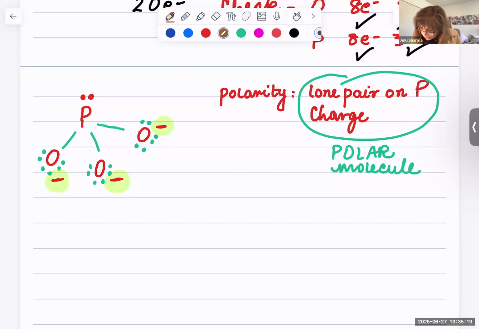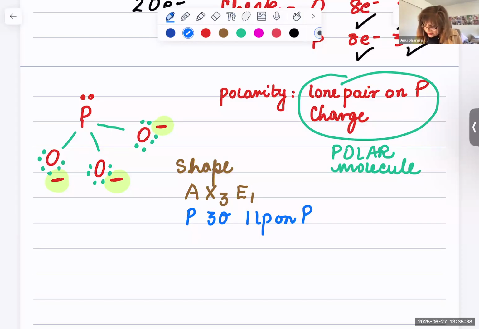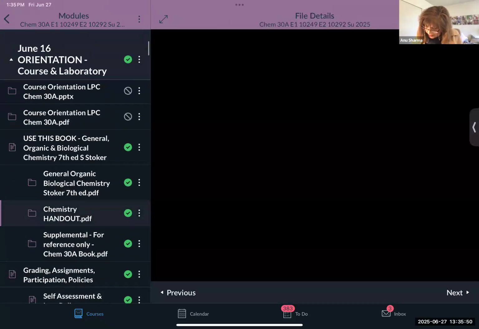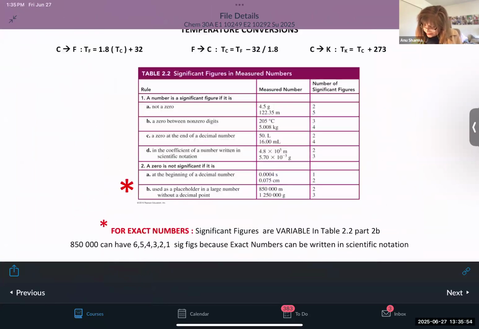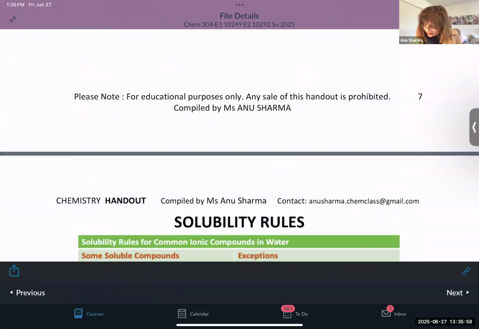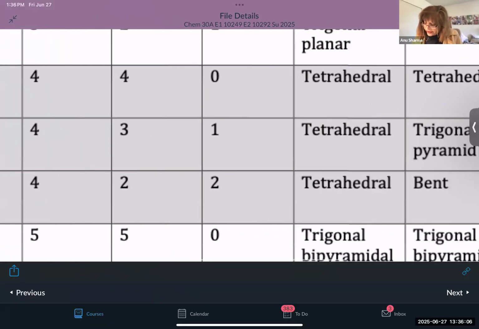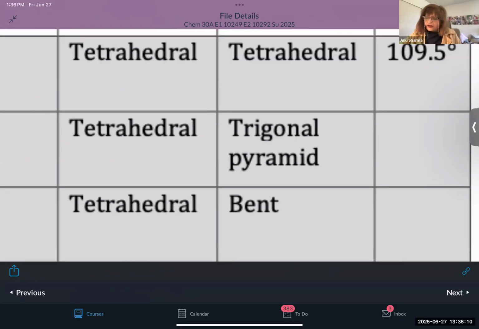Now the shape. So shape is AX3E1. As you can see, there is phosphorus, there are 3 oxygens, and there is 1 lone pair on phosphorus. So AX3E1 corresponds to the shape on the table. On that table, you will have to see it again. AX3E1. Internally, it will be tetrahedral. Otherwise, the molecular shape is pyramidal, like a pyramid.